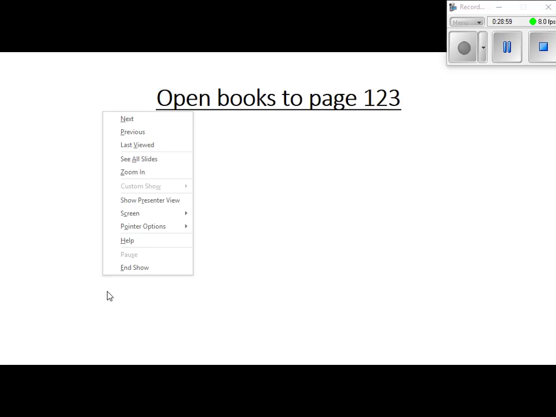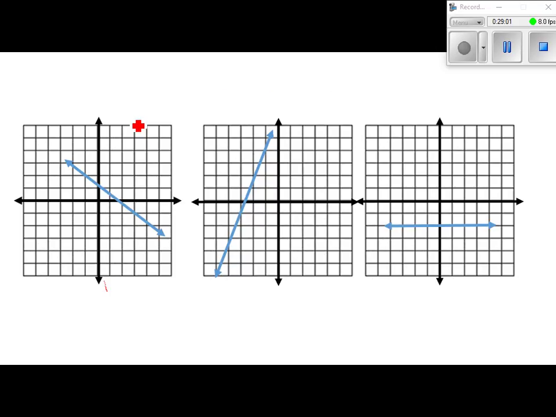Just going through this real quickly. Last year, we're going to do this chapter, but I'm not going to go through this as much as I normally go through it. I'm hoping that you understand it from last year. If I wanted to write an equation for this line, what two things do I need to know? Slope and the y-intercept. So you need the m and the b, right? Everybody remembers that from last year.